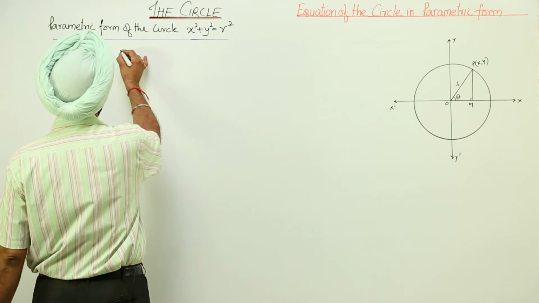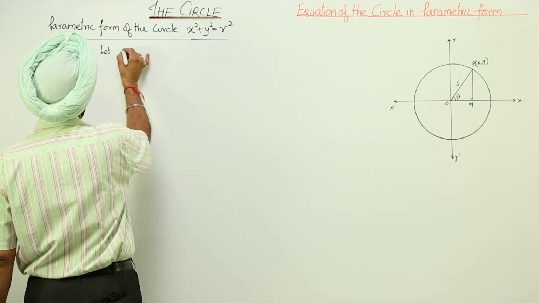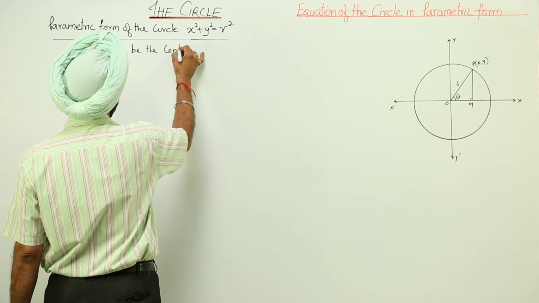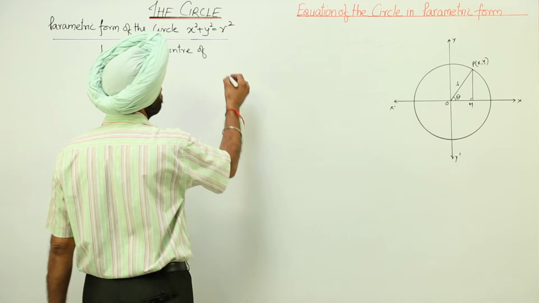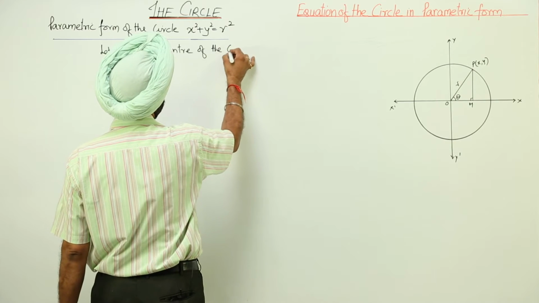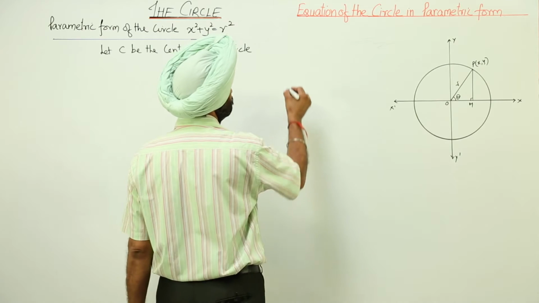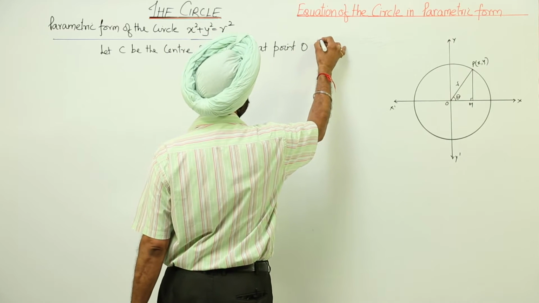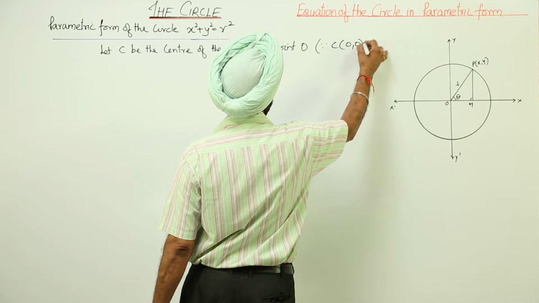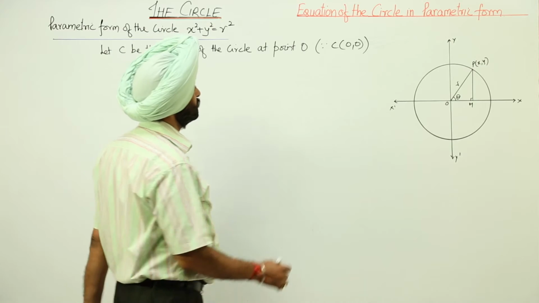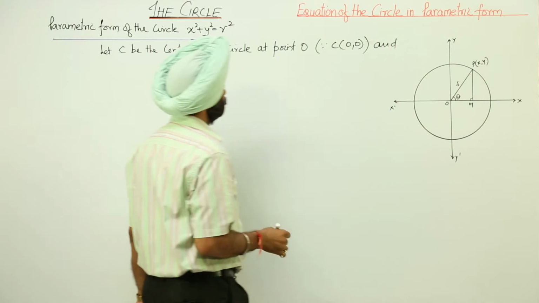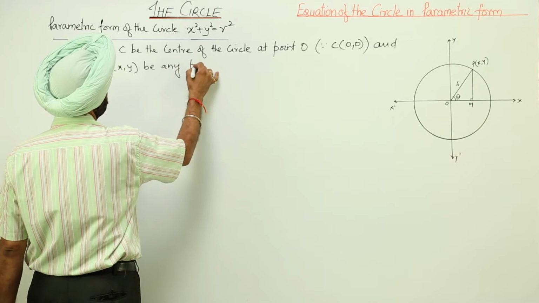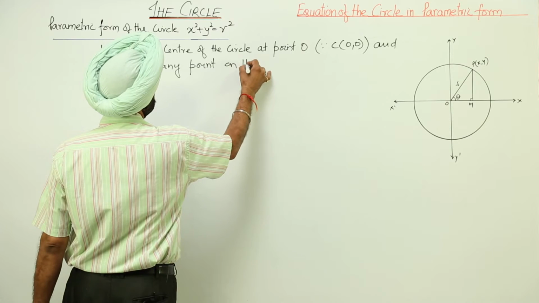Now, let us see. Let C be the center of the circle at point O. Coordinates of C are (0, 0) and P (x, y) be any point on the circle.